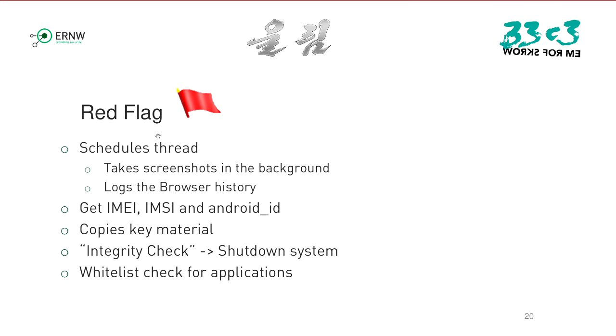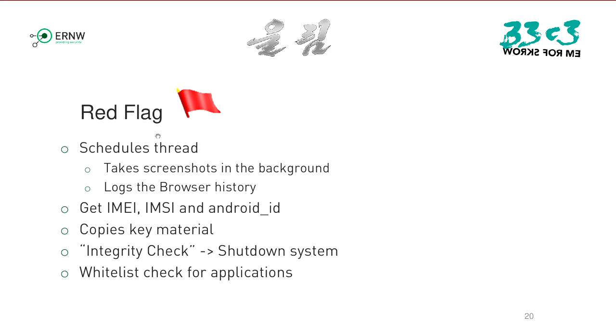The next one, which is quite interesting and is running in the background, is Red Flag. This tool is the one that is taking the screenshots in the background. It's also logging the browser history, and it is responsible for grabbing the IMEI, IMSI, and the Android ID. So there is no SIM card installed right here. Probably this is an indication that the same mechanism is running on the smartphones that DPRK is providing. It also is copying some key material around, and it's doing some basic integrity checking of the system. And if these integrity checks fail, the system will be rebooted or shut down.